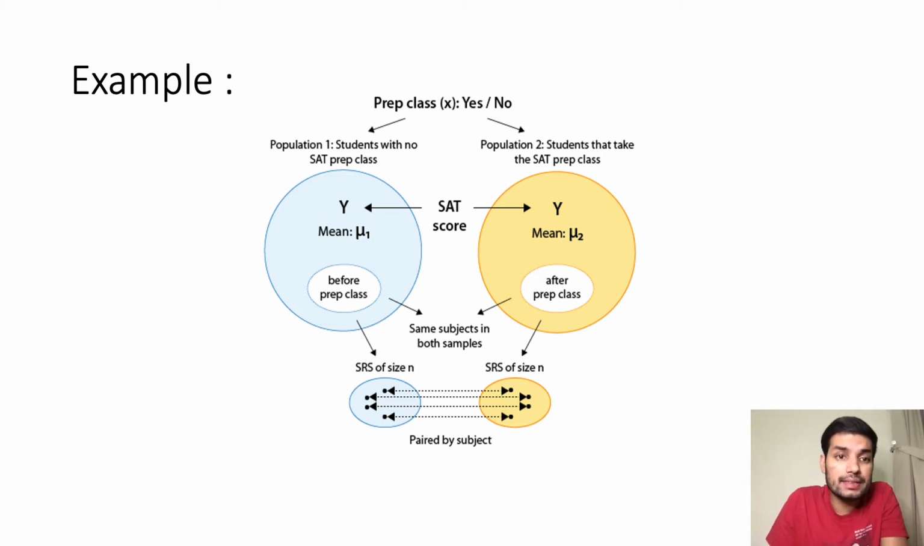So here you can see these are the students with no SAT prep class, and their mean score is, let's say, mu1. And these are the same students who took the SAT prep classes, and now their mean is mu2. Then we do simple random sampling of size n. So the subjects are paired because they're paired by subjects.